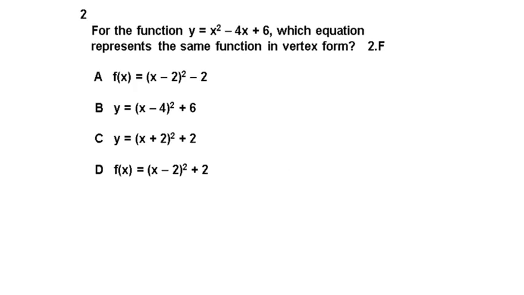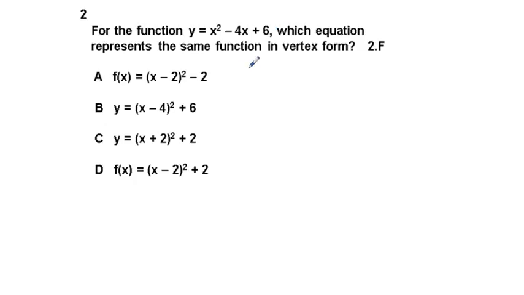Next problem. For the function y equals x squared minus 4x plus 6, which equation represents the same function in vertex form? Well, there are a lot of ways to do this one. One way is we can break this equation, x squared minus 4x plus 6, and write that equation as a perfect square.